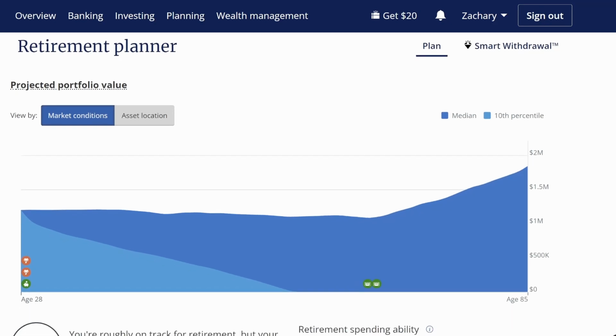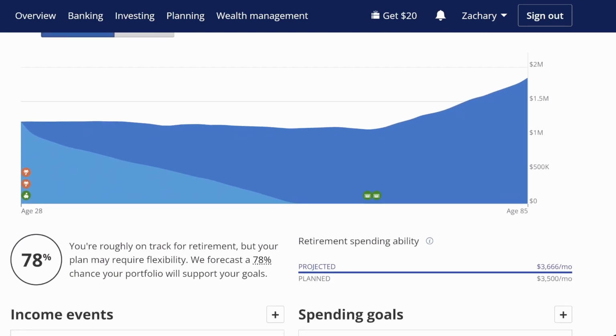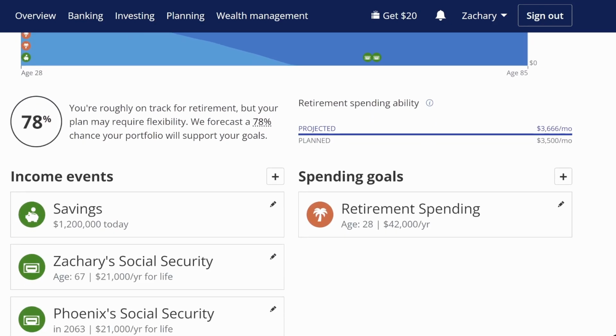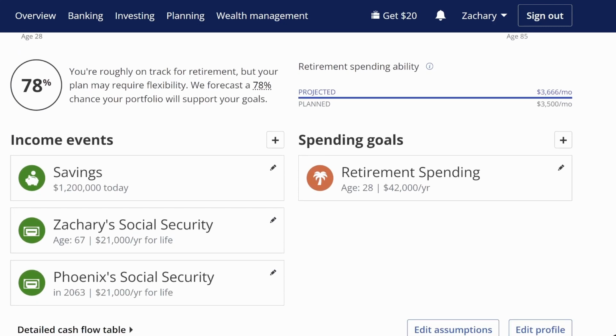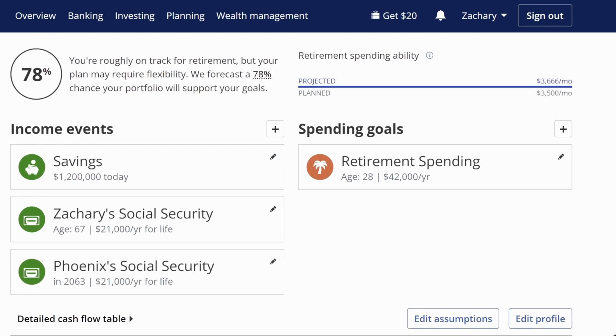But let's go ahead and see what this tool has to say with the baseline scenario that we're going to be using. So our baseline scenario consists of a $1.2 million portfolio. That's how much you're retiring with. And you're going to be using a 3.5% withdrawal rate, because that's closer to what more people have been talking about using rather than the 4% rule. So we're going to go with 3.5%, which will be $42,000 per year of spending.